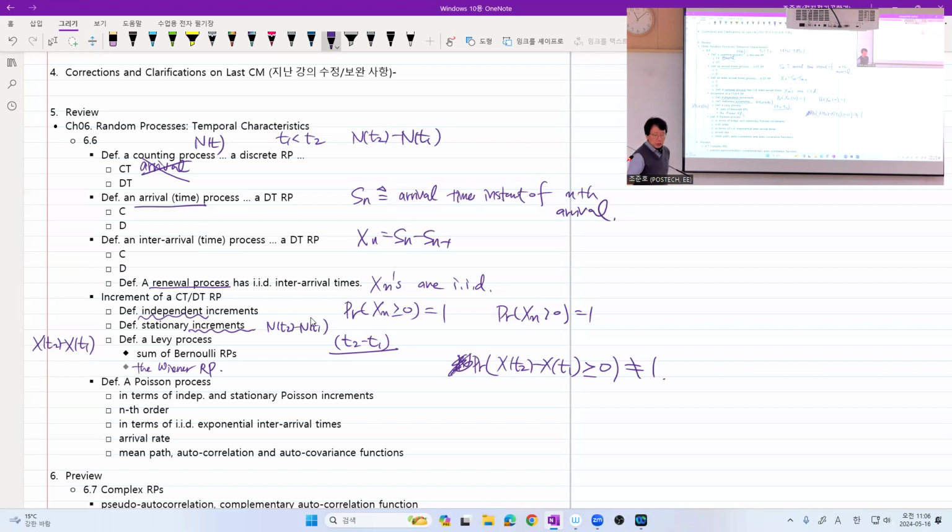As a special Gaussian random process. Of course, we have a counting process that is a Levy process. That is the Poisson process. Now, there are many ways to define Poisson random processes, but in our textbook, we have two definitions. One in terms of the increment. The other is about the inter-arrival time process.